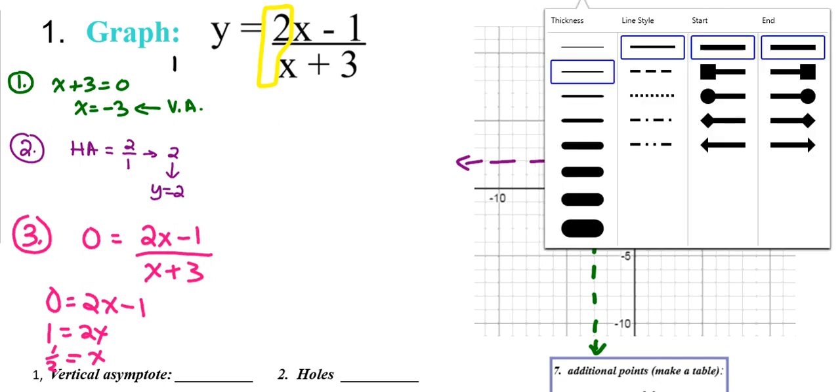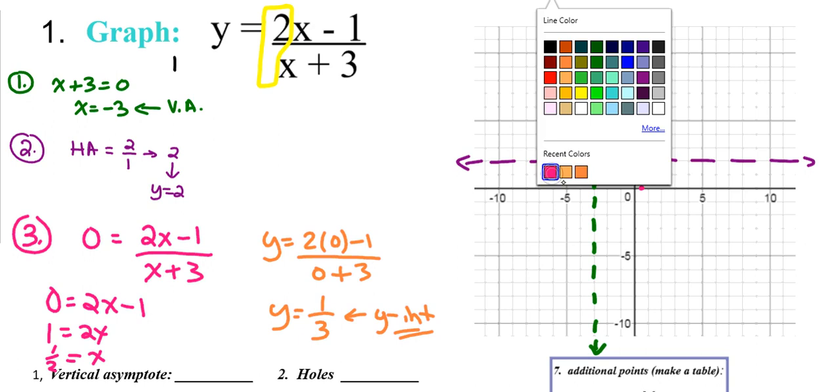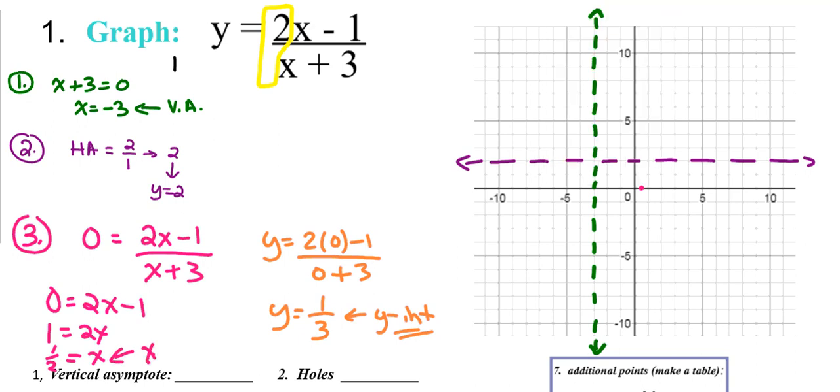Okay, so let's find the y-intercept. The y-intercept is where we make x equal to 0, right? So we're going to plug 0 in wherever we see x, and we get what? 2 minus 1 is 1. 1 over 3 is 1 over 3. So let's remind ourselves that's the y-intercept. It's not a line, it's the intercept. And let's go back to our x-intercept. Remind ourselves that's an x-intercept.